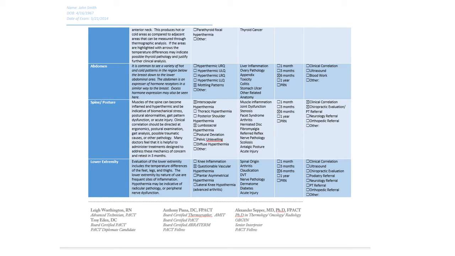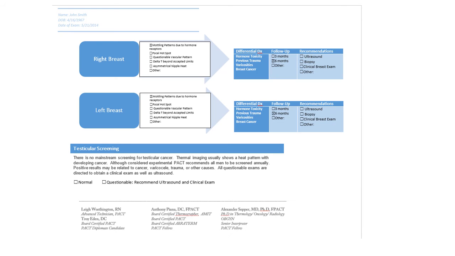And further, along the same lines of thinking, we have the abdomen, spine posture, and lower extremity, all with the same findings or possible variations of findings. The next page is either the breast study, as you can see at the top, or for men we offer testicular screenings as part of our full body screening. Individual testicular screenings are also available. The results are listed as shown: the findings, the differential diagnosis possible, the follow-up, and other recommendations.